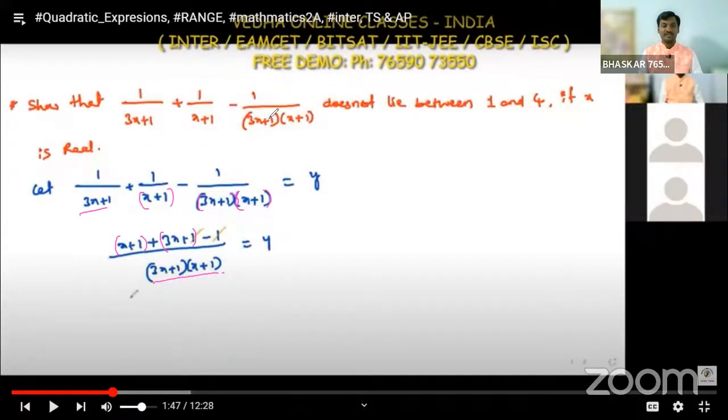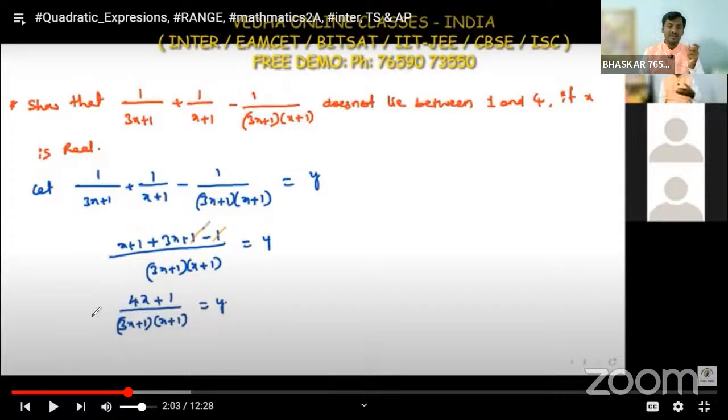Okay, after that we have to take the numerator part, and plus 1 and minus 1 get cancelled. So 3x plus x is 4x plus 1, divided by (3x plus 1)(x plus 1), is equal to y. Okay, so from here, the other questions will start from here.